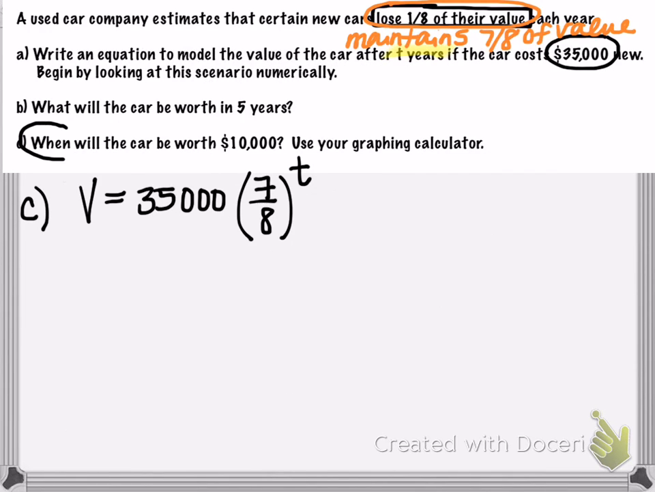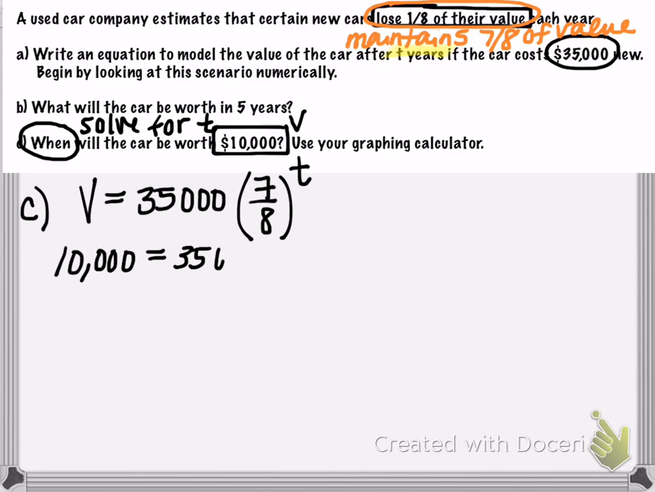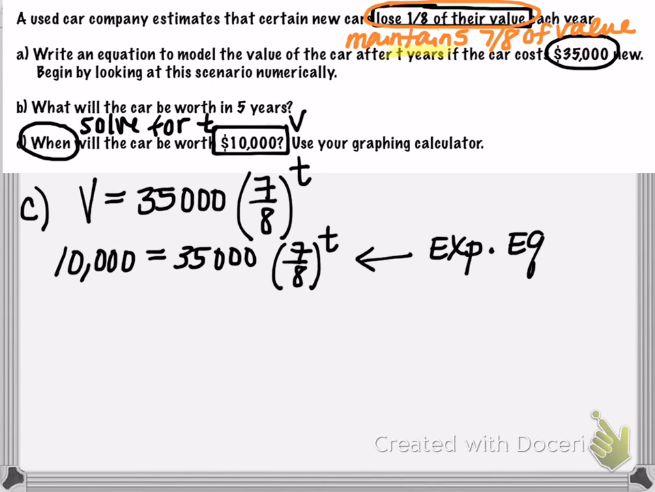So now we're searching for when the car is going to reach this value. So in other words, now we're interested in solving for time. We're solving for t. And I'm giving you the value of the car, the $10,000 is the V. So substituting, that's going to give us this equation: 10,000 is equal to 35,000 times 7/8 to the t power. And so we need to solve this equation. And remember, this is an exponential equation because we have the variable up in the exponent.